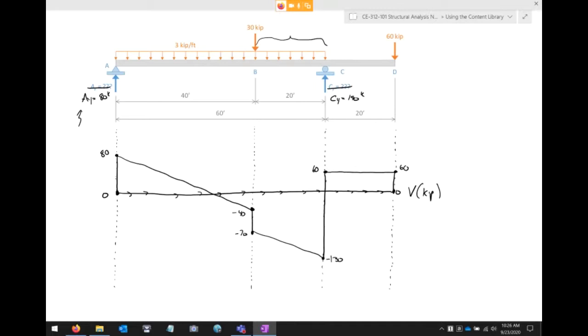Now, that right there, that's the shear diagram. Before we move on and start doing something with it, any questions?